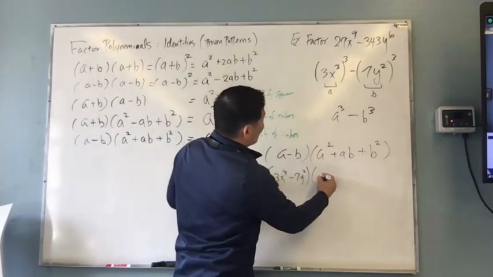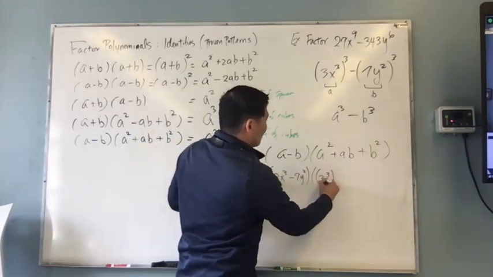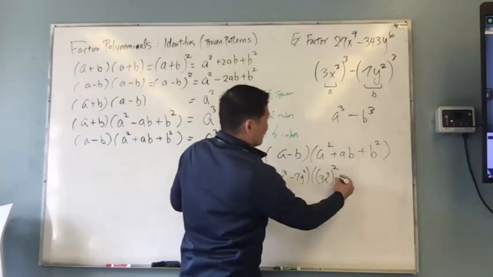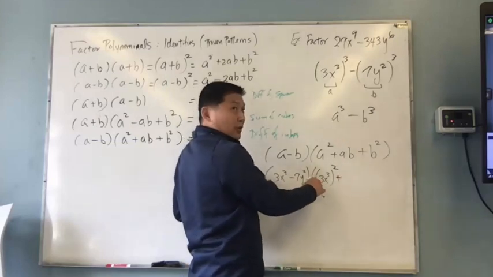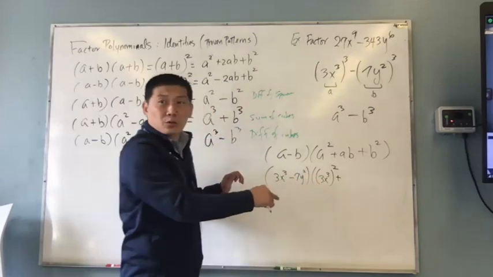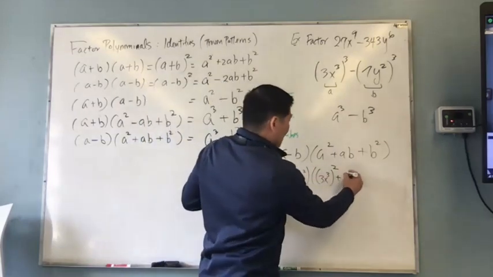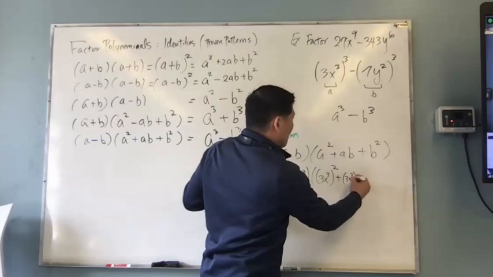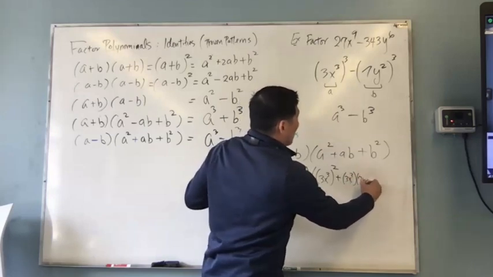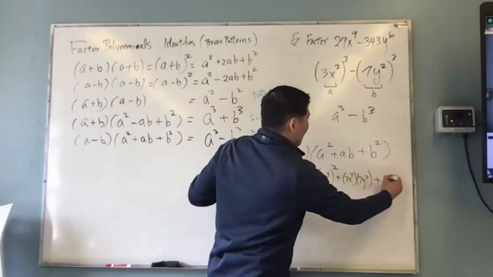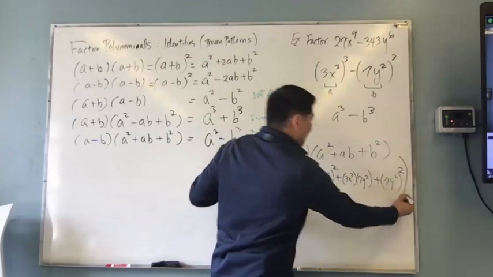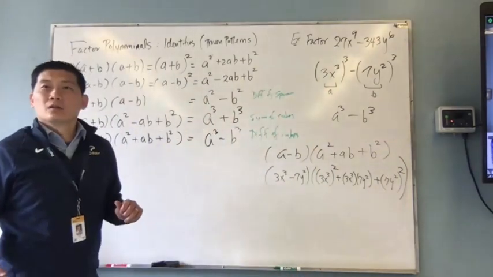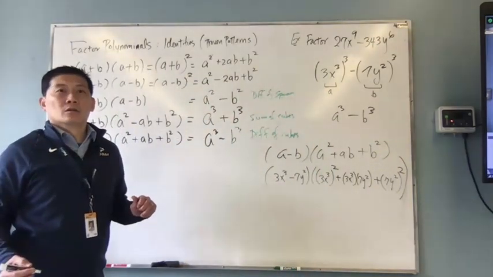A is (3x cubed) squared. You gotta make sure you use parentheses, right? Because sometimes you forget to square the 3. Now A is 3x cubed, B is 7y squared, plus (7y squared) squared. Okay?